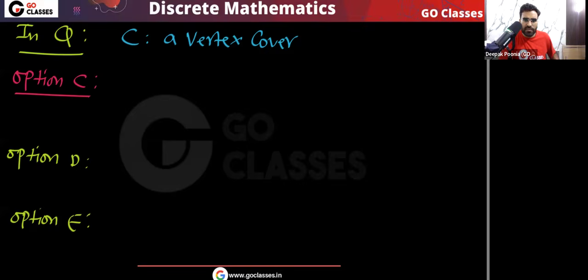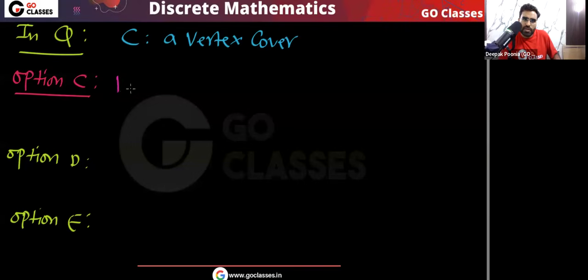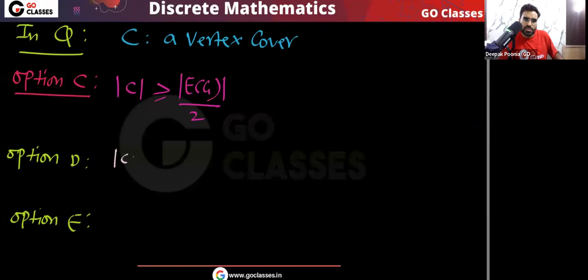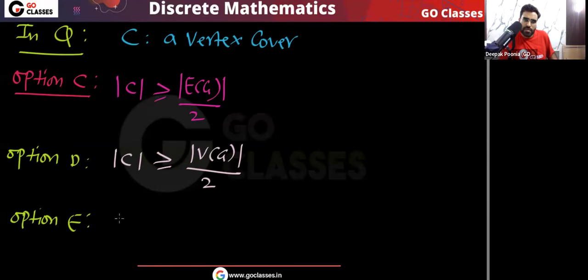So in option C, we are saying that the size of C will be greater than or equal to the number of edges divided by 2. And option D is saying the size of C is greater than or equal to the number of vertices divided by 2. And option E is saying that C intersects every independent set.